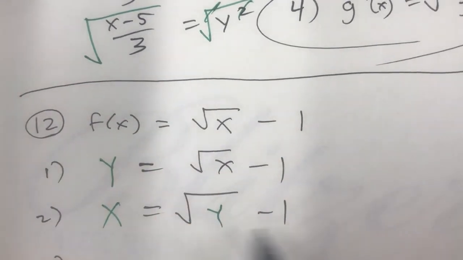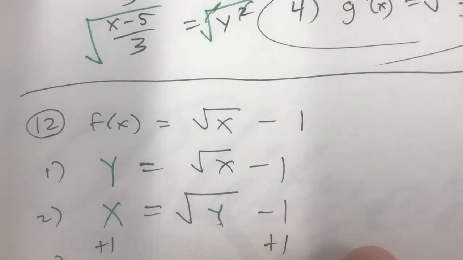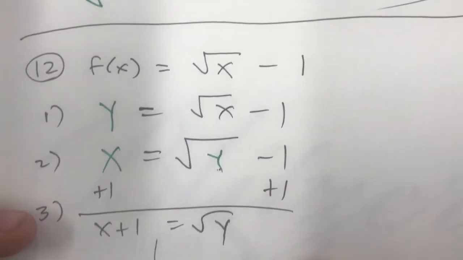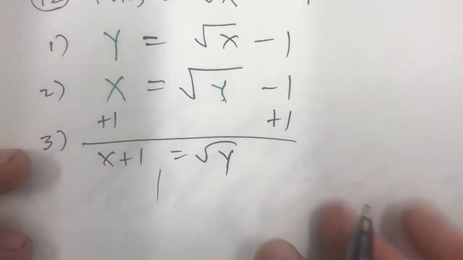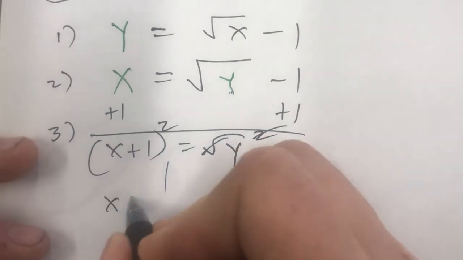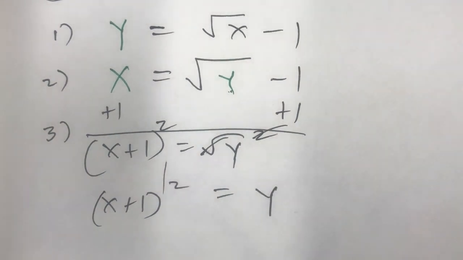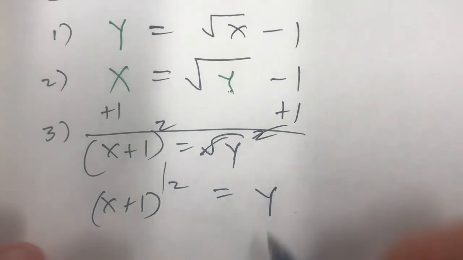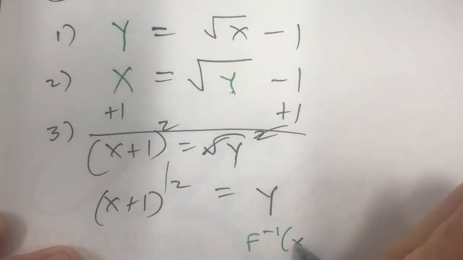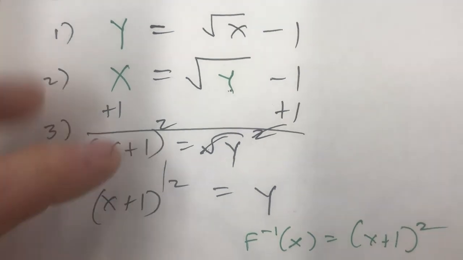Now step 3, I'm going to solve for y here, which means I'm going to have to add 1 to both sides. x plus 1 equals radical y. And then I'm going to have to square both sides to cancel off the radical. So I have x plus 1 squared equals y. So I've solved for y now. And so now I can just change this to f. Oh, this is f. f inverse of x equals this right here, x plus 1, all that squared. And there's my inverse.